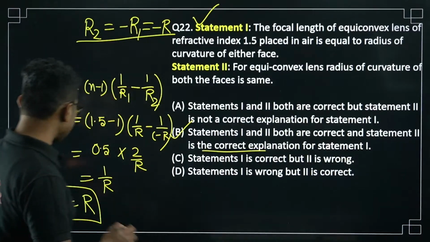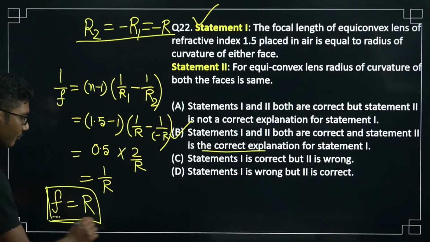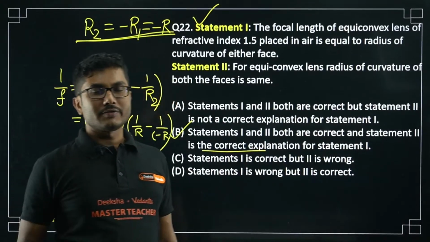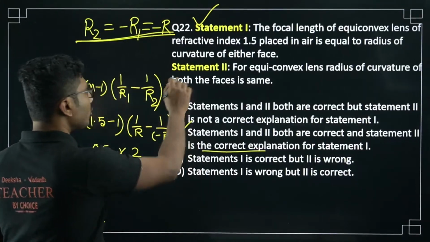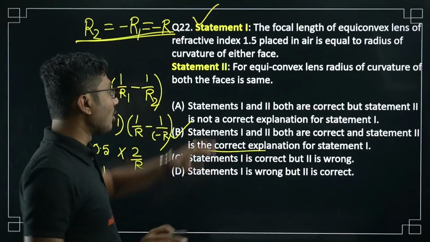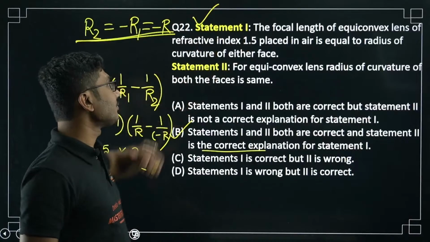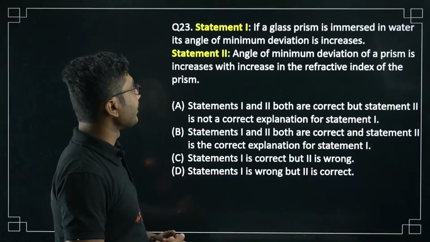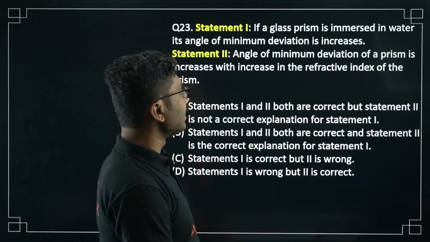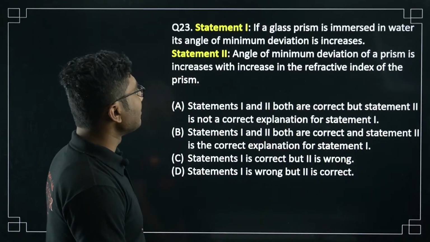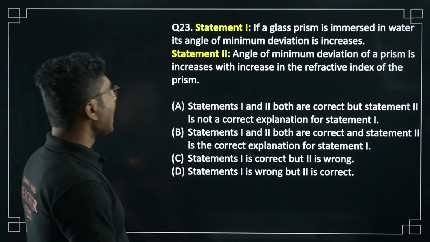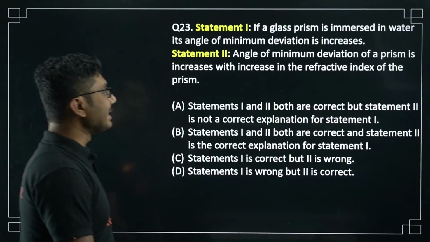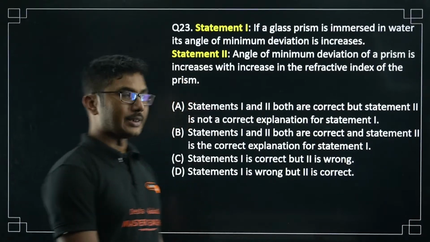Okay. So in this case, as you can see, focal length is equal to R because both of the radii of curvature are the same. So both of them are correct, and statement 2 is the correct explanation for statement 1. Now another statement based question. If a glass prism is immersed in water, its angle of minimum deviation increases. Angle of minimum deviation of a prism increases with the increase of the refractive index of the prism.